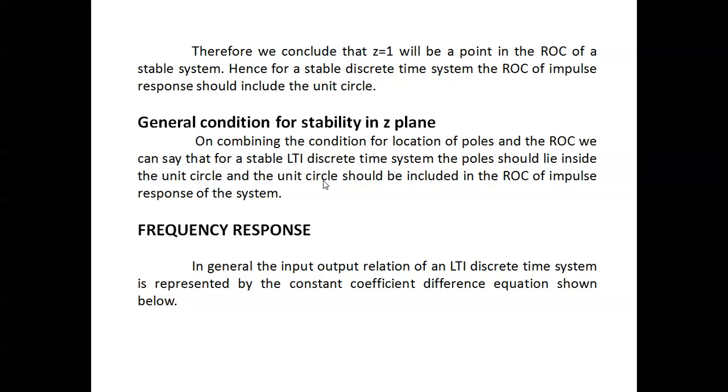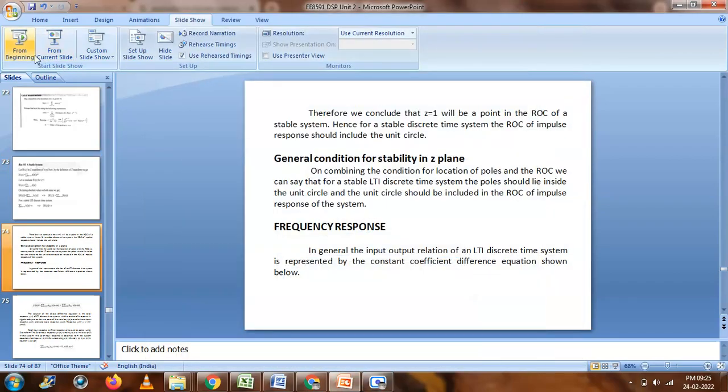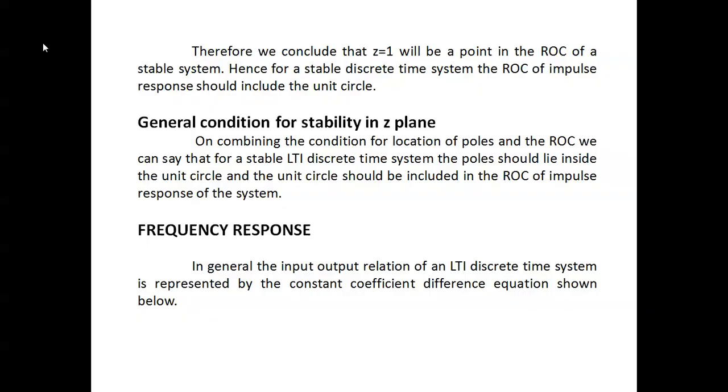So general condition for stability in Z plane. On combining the condition for the location of poles and ROC, we can say that for the stable LTI (linear time invariant) discrete time system, the unit circle should be included in the ROC of the impulse response of the system.